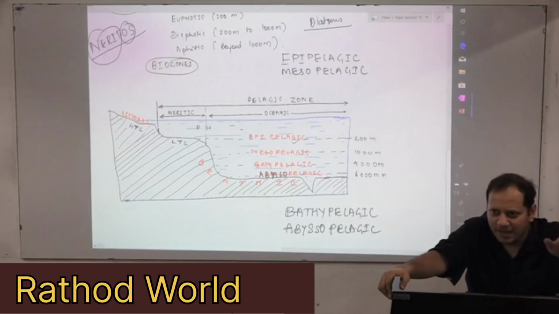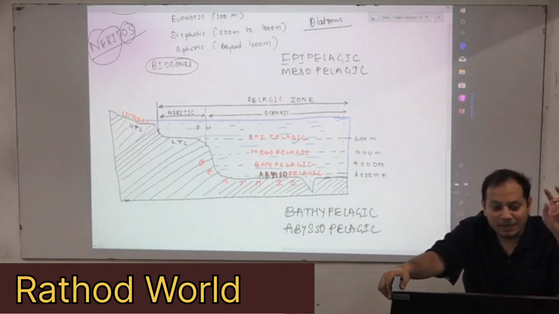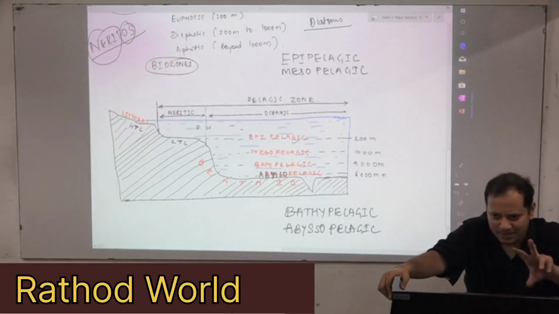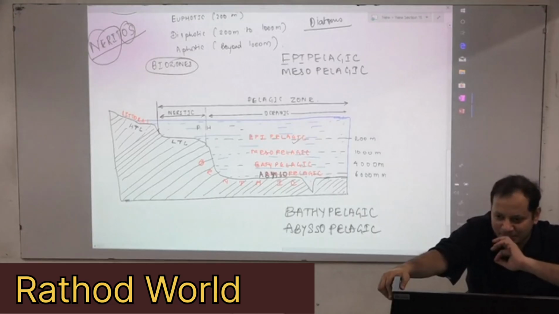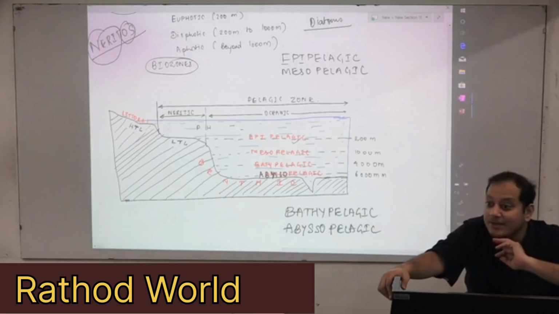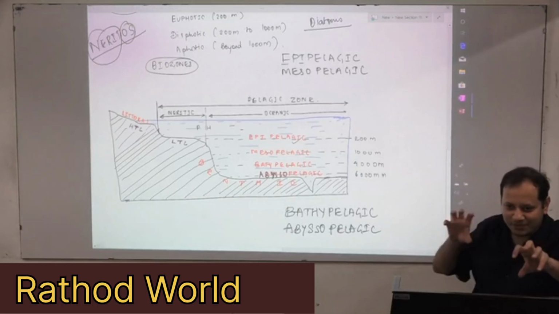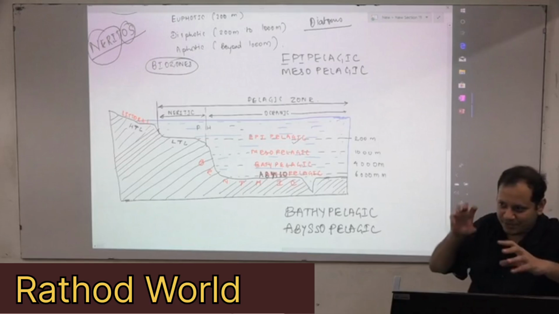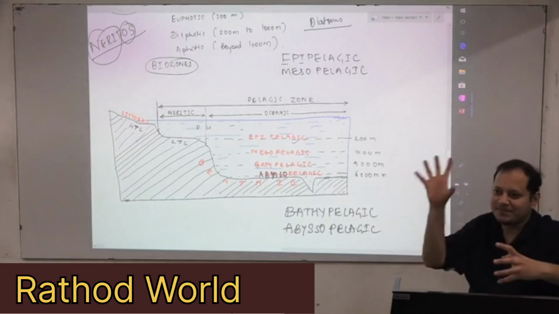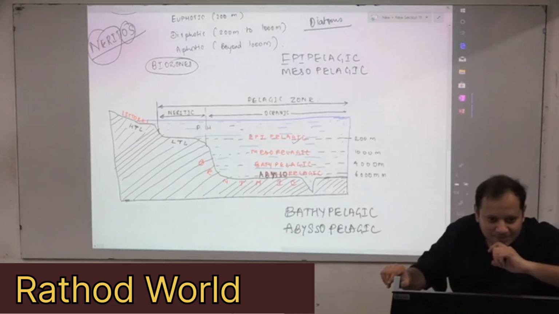Is there light here? No. So most of the animals and fishes who live here are totally blind, and they are very beautiful. Why are they very beautiful? Just to attract the prey. To attract the prey, they are beautiful, so that the prey comes near them and they can grab it.